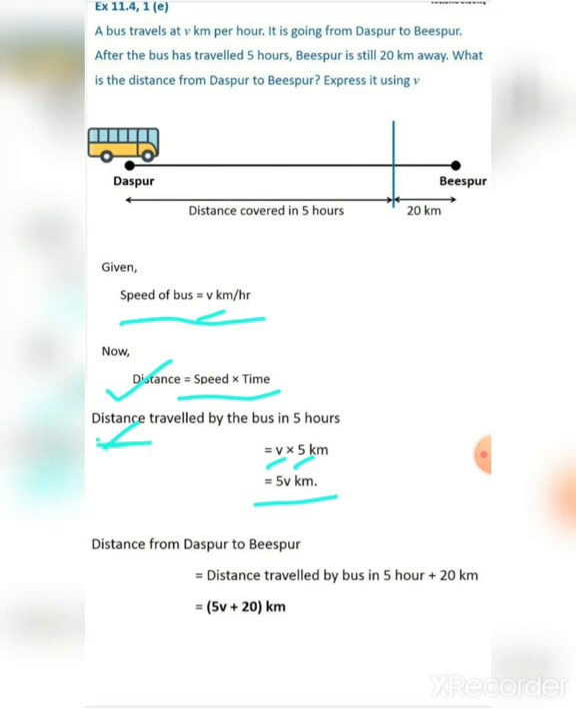Now the distance from Daspur to Bispur is equal to the distance traveled by the bus in 5 hours plus 20 kilometers, because after reaching this point, it has to travel 20 kilometers more to reach Bispur. So you have to add 20. So 5v plus 20 kilometers will be the final distance from Daspur to Bispur. Understood?